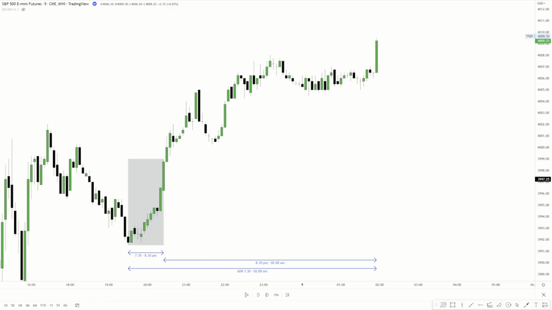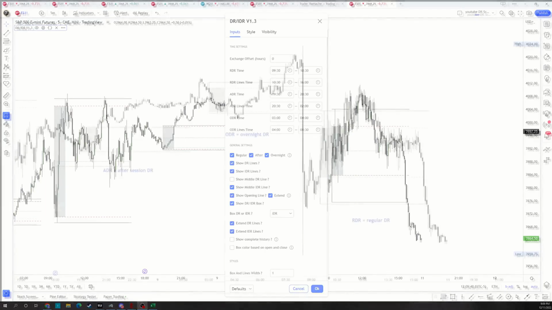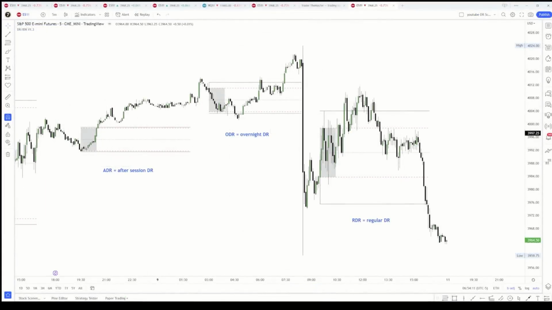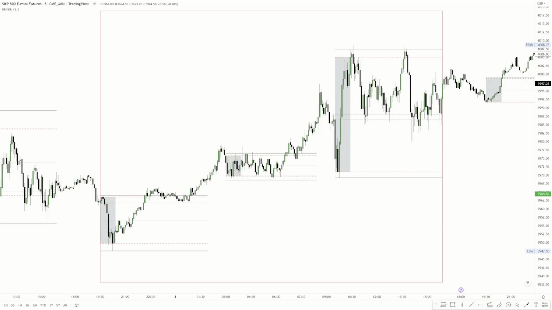With valid, I refer to the rule set which is connected to every DR during the day. So from now on, we are only talking about ADR, after session DR, ODR, overnight DR, and RDR, regular DR. Also in terms of DR intraday cycles, the day starts with the ADR, followed by the ODR, and finishes with the RDR. We start with the upside expansion model.